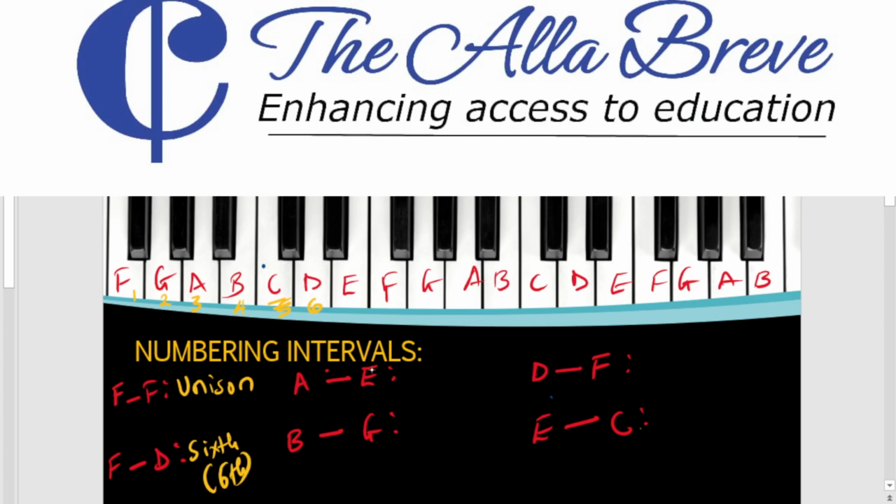A and E. A takes 1, 1, 2, 3, 4, 5. That's a fifth. B and G. B takes 1, 1, 2, 3, 4, 5, 6. So the interval is a sixth. D and F. D takes 1, E 2, F 3. This is a third, or rather you could write it as third.